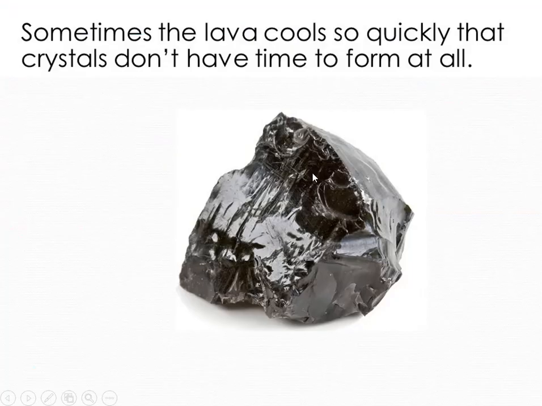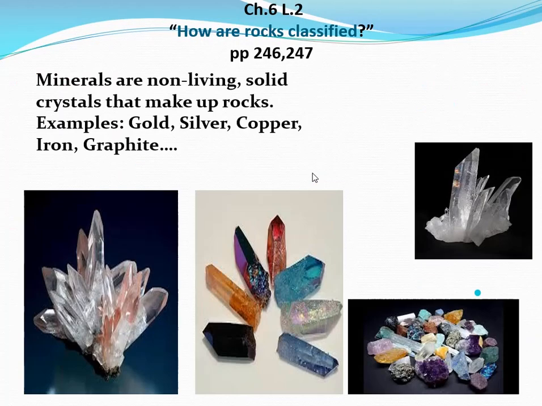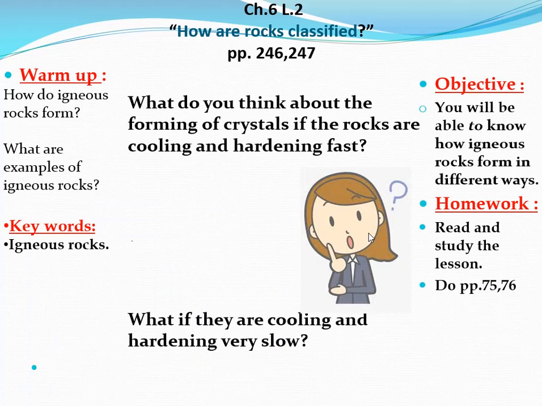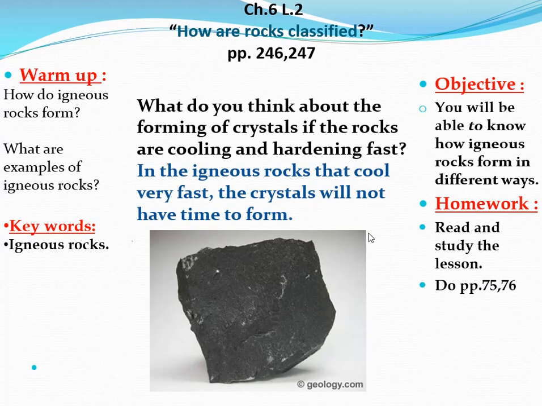Now we are talking about cooling down of igneous rocks and forming crystals. We said the crystals are solid that form the rocks. Those minerals like the gold, silver, copper, iron, or graphite even are formed between the rocks or inside or through the rocks. Those minerals may form with very large crystals or very small crystals. It depends on what? It depends on the cooling down of the igneous rocks.